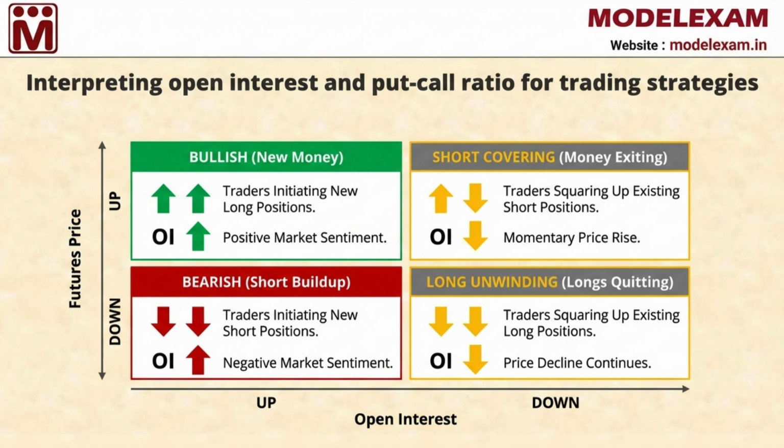When price and open interest both go up, the sentiment is positive and bullish. If the price goes up but open interest goes down, money is exiting and it is just short covering. When the price goes down but open interest goes up, it is a negative market sentiment or a short build-up. And if both are going down, it simply means the buyers are quitting their positions, leading to a continued price decline.